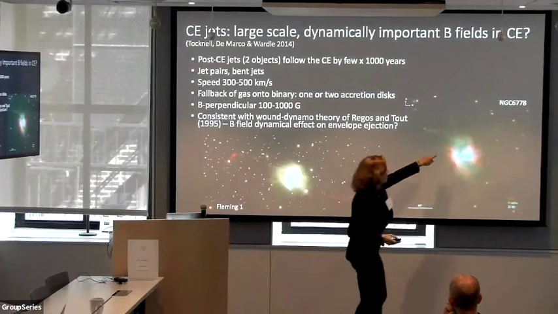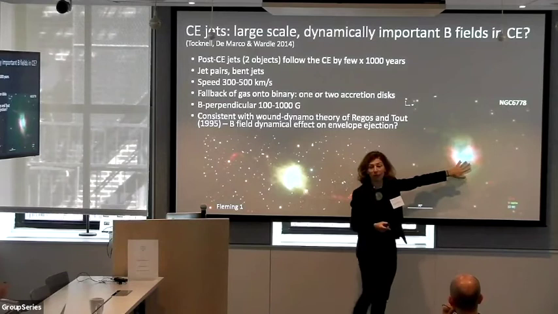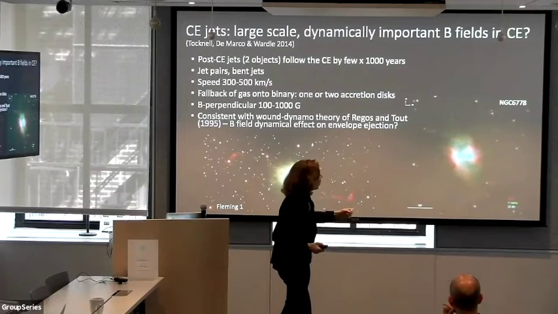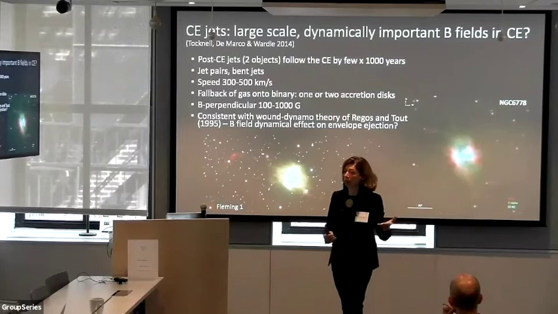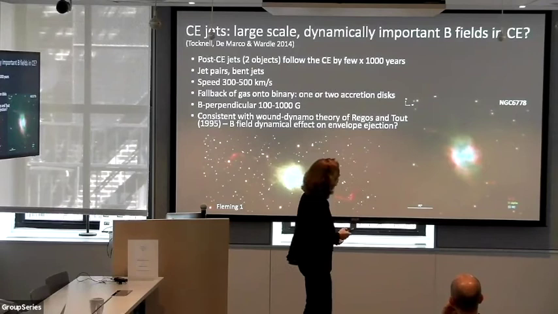In fact, there's a beautiful paper by Martin Guerrero that shows how they pierce through the envelope. Now, if they were formed afterwards, I thought, ha, this is fallback of material onto the binary, and one jet is 500 kilometers a second, the other one is 100. Perfect, one is a more compact object, the other is a main sequence star, and great. We just, as you can see, have fallback.